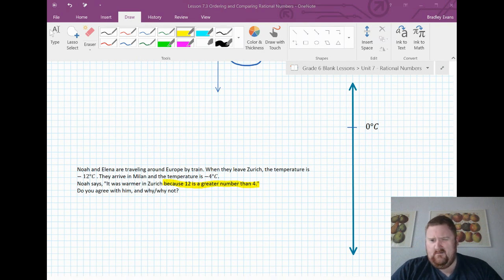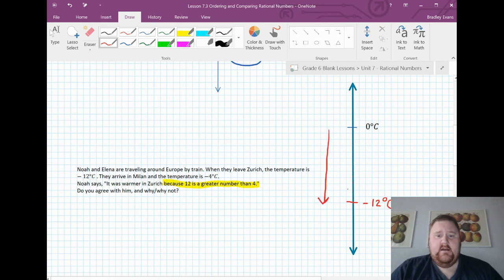Is Noah right? Well, in order to understand why Noah might think this, we need to add the temperatures to our number line here. I'm using another vertical number line because it reminds me of a thermometer. And let's put on when they left Zurich. The temperature is negative 12. I'm actually going to use each line as a 1. So 1, 2, 3, 4, 5, 6, 7, 8, 9, 10, 11, 12. Right down here is negative 12 degrees Celsius. Notice I went down the number line 12 units.